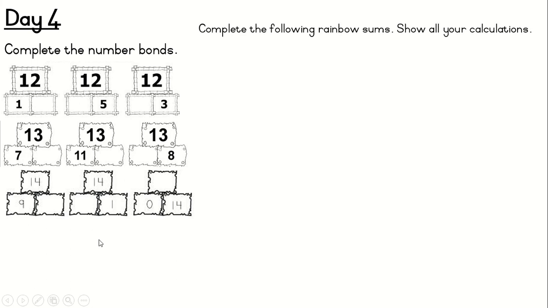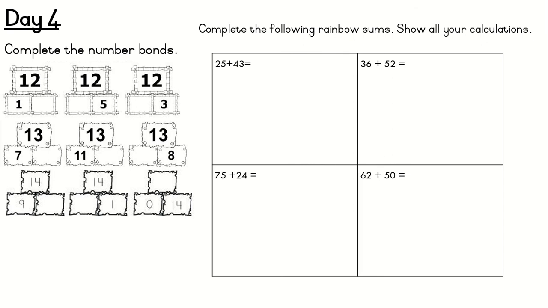Complete the following rainbow sums. Show all your calculations. You've got this exact same block in your workpack, where I have done the first one for you, but now I'm going to do it step by step so that you can see why we wrote the calculations that way. If you have 25 plus 43 and you have to work out the calculations for this in a rainbow sum manner, you are going to break up your numbers. I'm breaking up 25 and I'm breaking up 43.